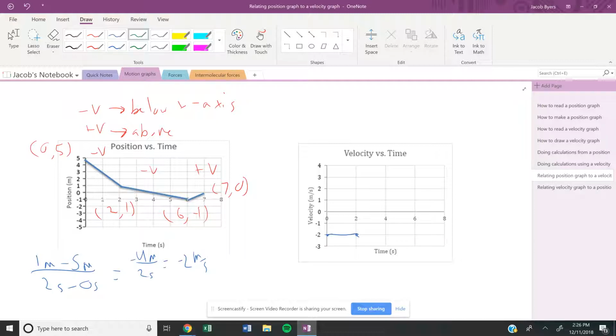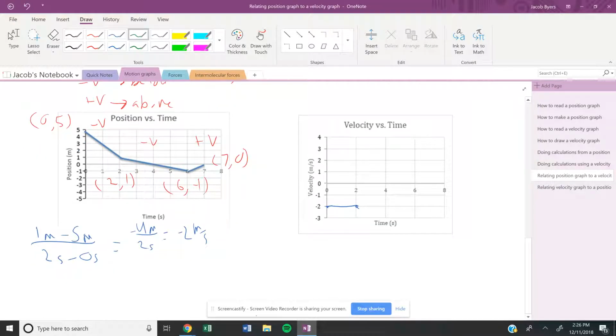The second set of constant velocity is also negative, okay, but it's slower because it's downward sloping. We end at negative 1 meter. We started at 1 meter. We ended at 6 seconds. We started at 2 seconds. That gives us negative 2 meters over 4 seconds. So we have slowed down to now a negative 1/2 meters per second, or negative 0.5 meters per second.